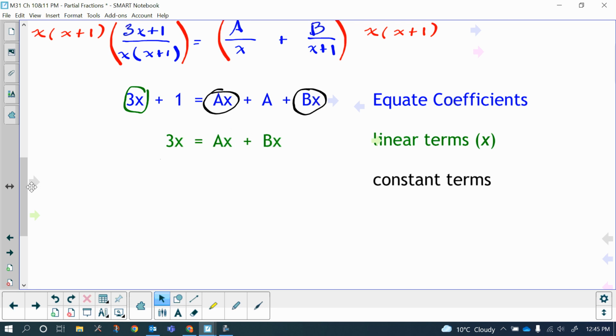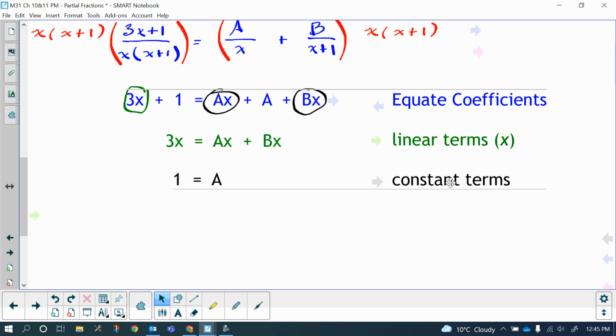I'll do the same thing with my constant terms. On the left, my constant is a 1, and on the right, my constant is just an a. So from this, I can see that my a value is equal to 1. Woohoo! I've already solved for one of these coefficients in my partial fraction expression up here.